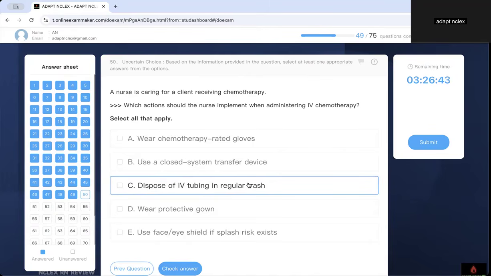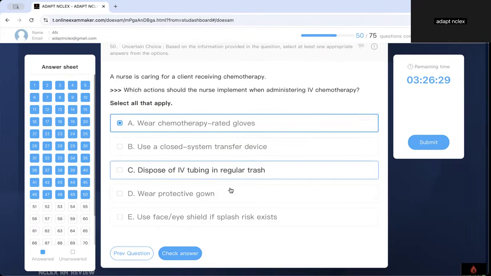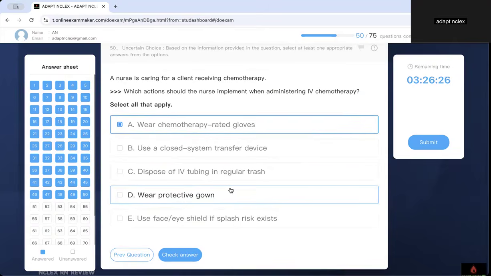Which action should the nurse implement when administering IV chemotherapy? Select all that apply. Chemotherapy is very poisonous, and therefore, what would you do? Wear chemotherapy-related gloves. It sounds good. That's what is designed for chemotherapy. Why would I use anything that is not designed for chemotherapy? You see? Use a closed system transfer device.